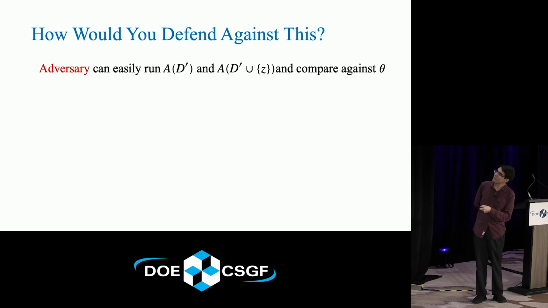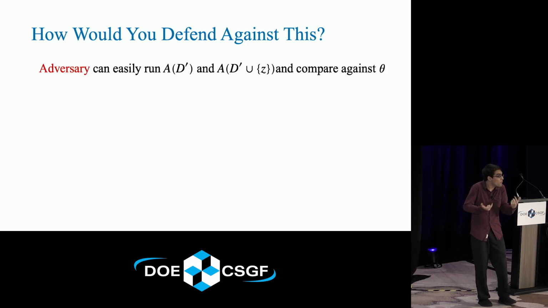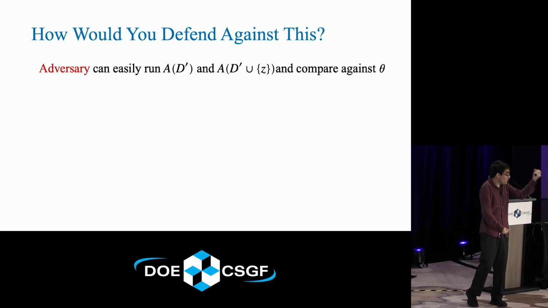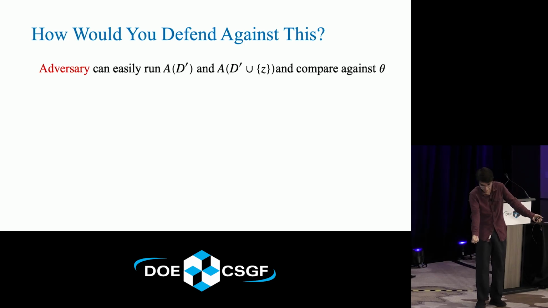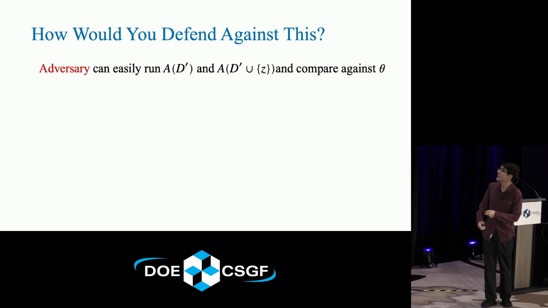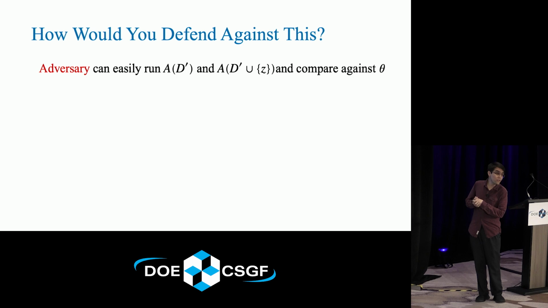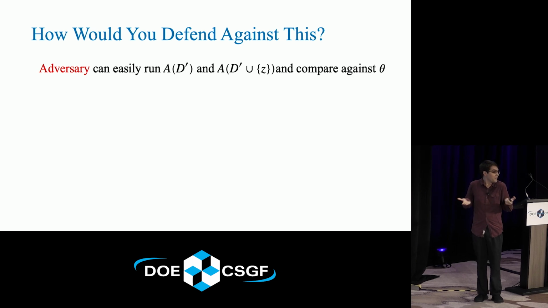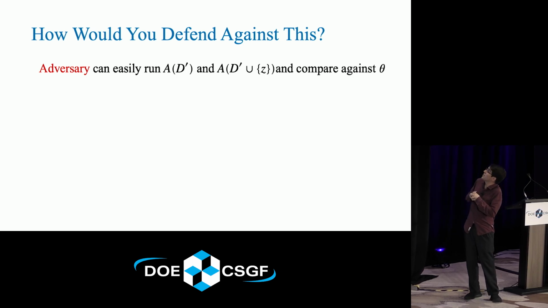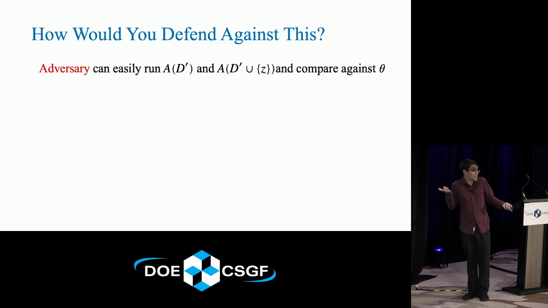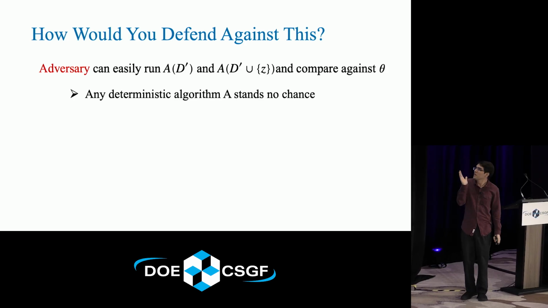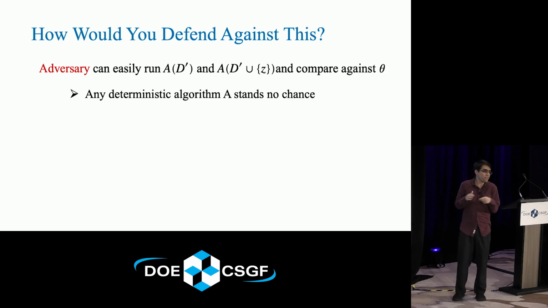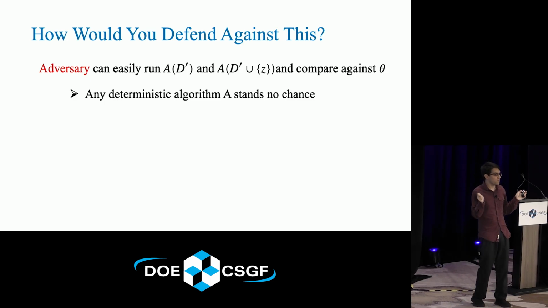For one thing, the adversary can just run the algorithm on the data set that they've already reconstructed, because we assume they have most of the data set. We assume they have the algorithm. They can just run it. And they can also run it with your data included. They can do both those things, and they can compare against the statistic data. They're free to do that. And so any deterministic algorithm is going to stand no chance in this threat model, right?